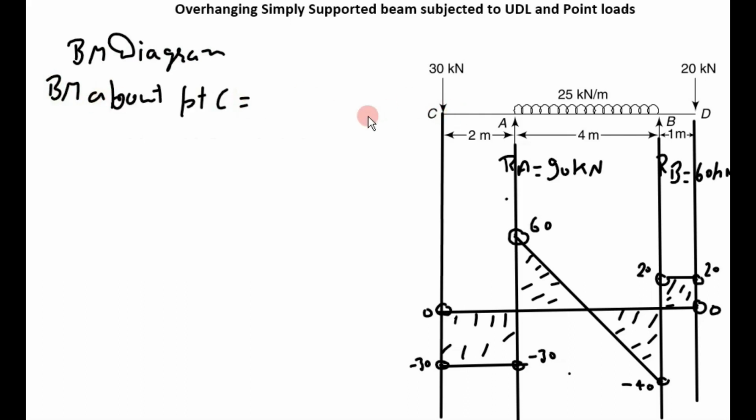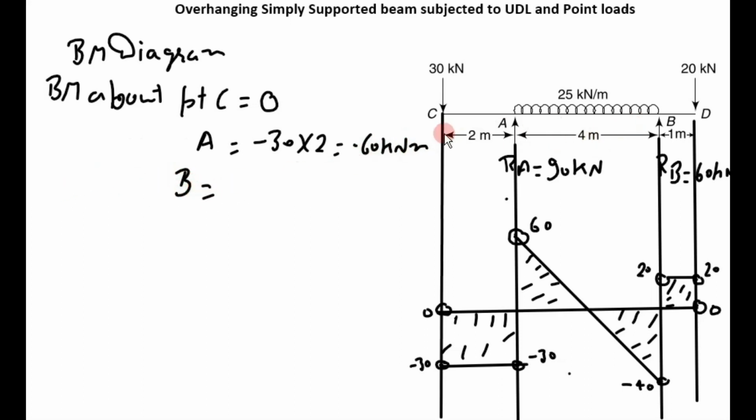So on the left side of point C there is no force, so bending moment is 0. Next point is A. On the left side of point A there is one force, that is 30 kilonewton, which is at a distance of 2 meter, and it tends to rotate the beam in anti-clockwise direction, so it is minus 60 kilonewton meter.